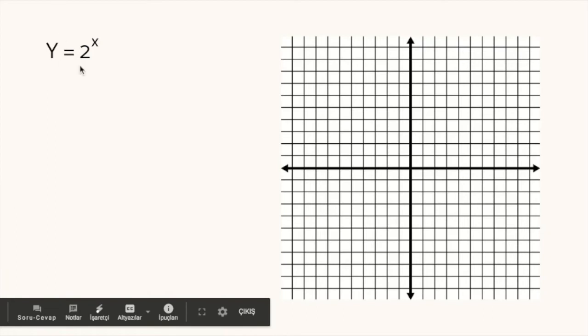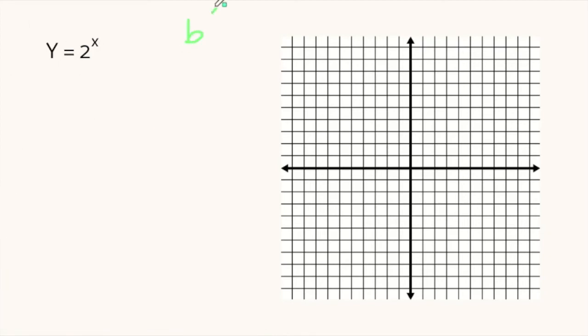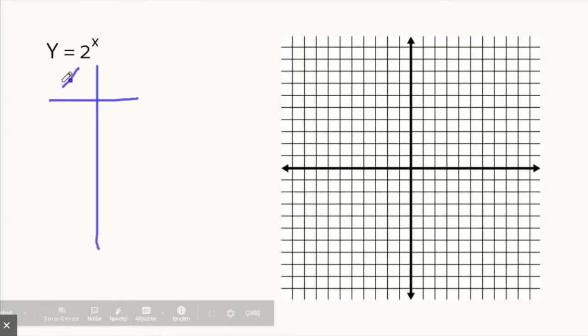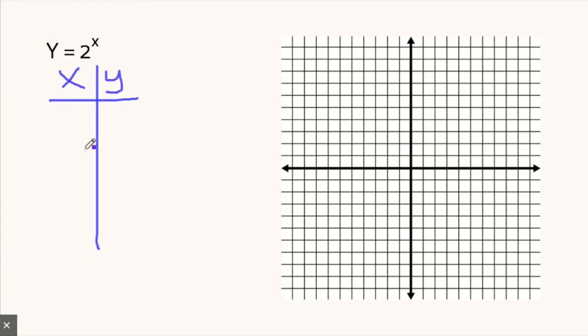All right, this is going to be the simplest equation. It's just b^x. Now let's graph this using a table. Starting with -3, then -2, -1, 0, 1, 2, 3.